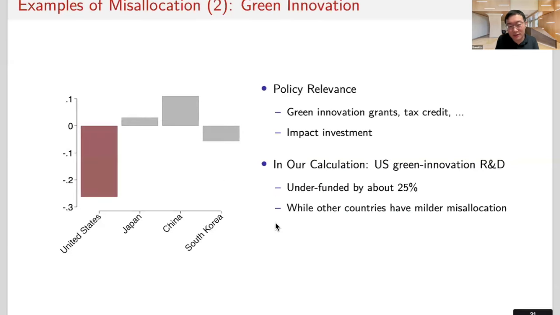In terms of green innovation, the US also under allocates relative to East Asian economies. Notice that we're not taking into account any environmental externalities. This is purely based on how important green technology is in the consumption bundle, and also how many citations green technology receives from other sectors that are important in the consumption bundle. The US underfunds by about 25%.